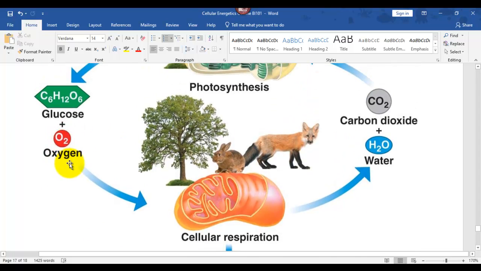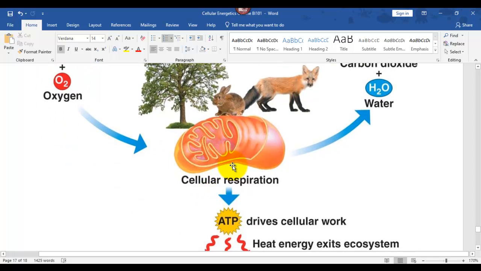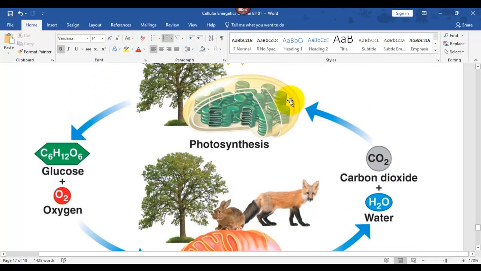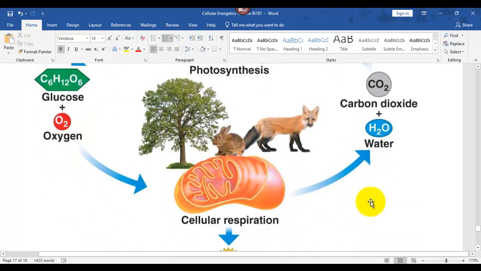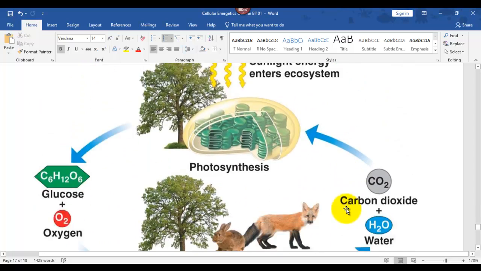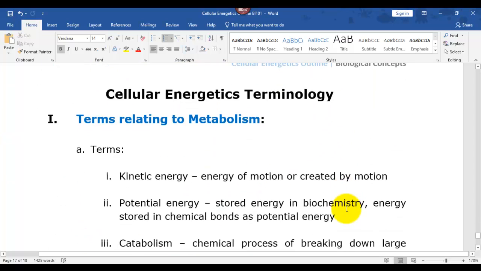Well, organisms like us, microbes, animals, they take glucose and oxygen to power cell respiration, which byproducts are water and carbon dioxide, which plants then use to produce glucose and oxygen. So it really is a circle of life. And like it says there, ATP drives all the cellular work, and then it says heat exiting the ecosystem. Like I said, there's this idea of what is called entropy.